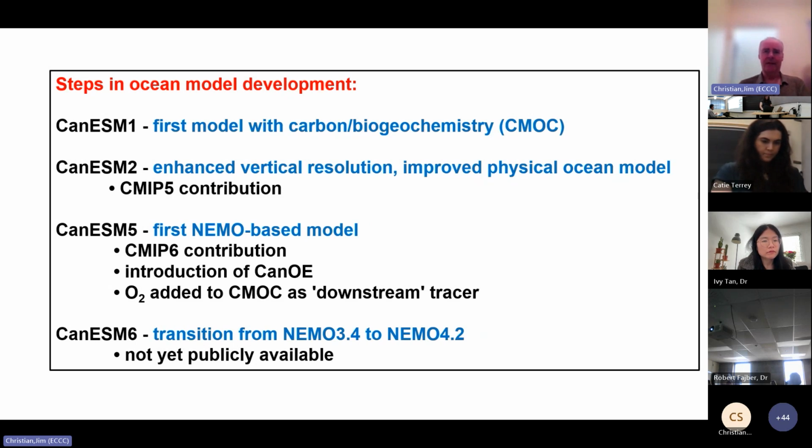So the CanESM 1 and 2 versions of CMOC did not have oxygen, but now oxygen is a prognostic tracer in the model, but it doesn't feed back on anything else in the model solution. So that's why I call it a downstream tracer. But in CANOE, the oxygen does actually feed back on other processes in the model. And then CanESM 6, we are transitioning from NEMO 3.4 to NEMO 4.2, but this model is not yet publicly available.